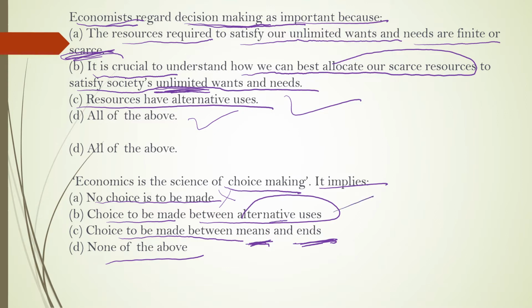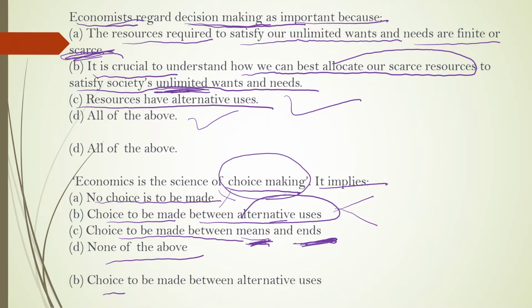When you have alternatives, then only you will get a chance to make a choice. Choice to be made between means and ends. You should make a choice between resources and wants. No. None of the above. So the right answer is choice to be made between alternative uses.